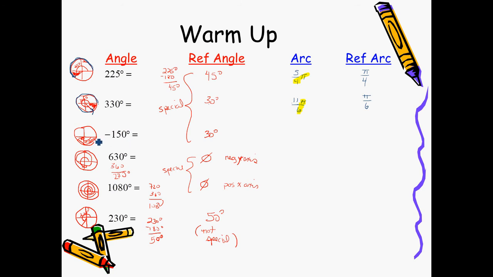Negative 150. Negative 150 is also going to have a negative arc, right? But its reference angle is 30 degrees. It's not quite to negative 6/6 pi. Negative 1/6, negative 2/6, negative 3/6, negative 4/6, negative 5/6. Negative 5/6 pi. How much is left to get to the closest horizontal? Pi over 6.